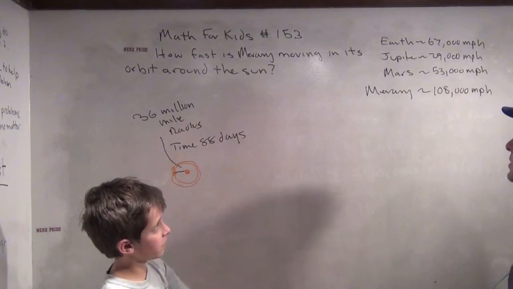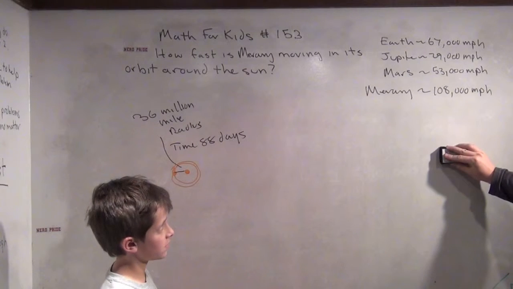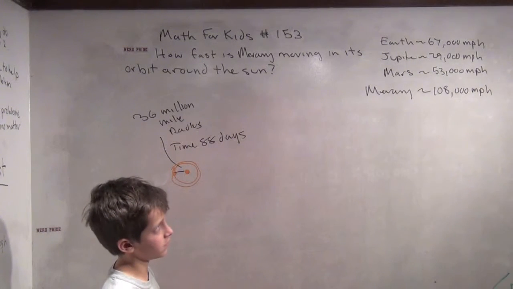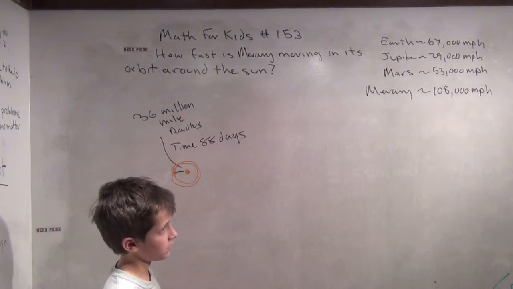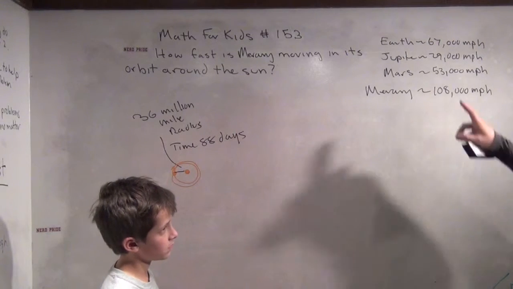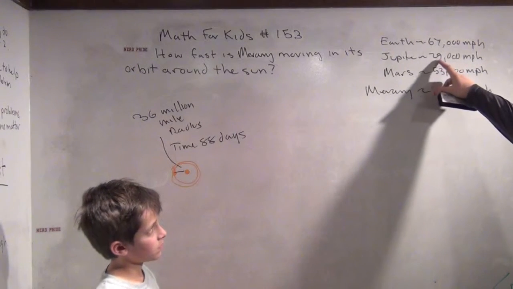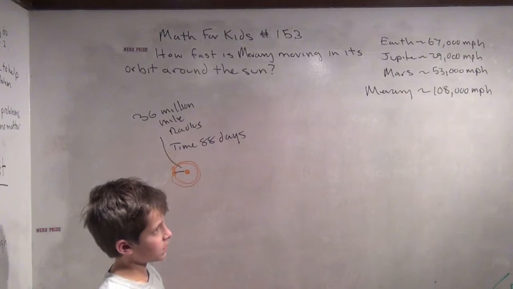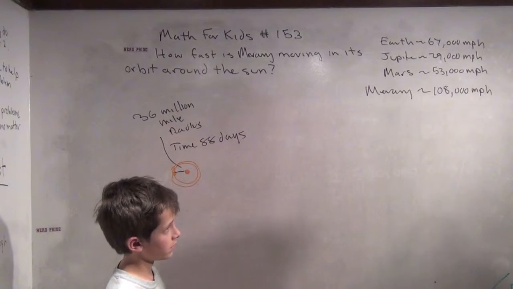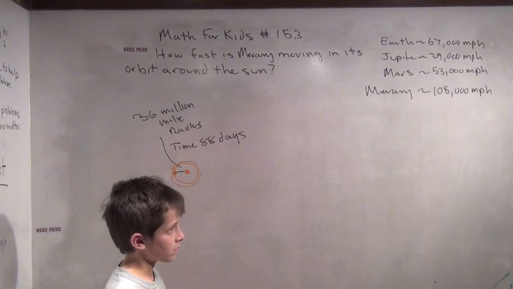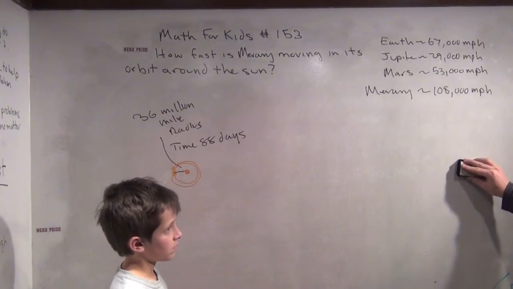It's almost like 5 times, maybe 4 times as fast as Jupiter. Well, not quite, because what's 4 times 29? Actually, what's 4 times 30? Make your life easy. 4 times 30 is 120. So it's not quite 4 times as fast, but Mercury is definitely moving fast.